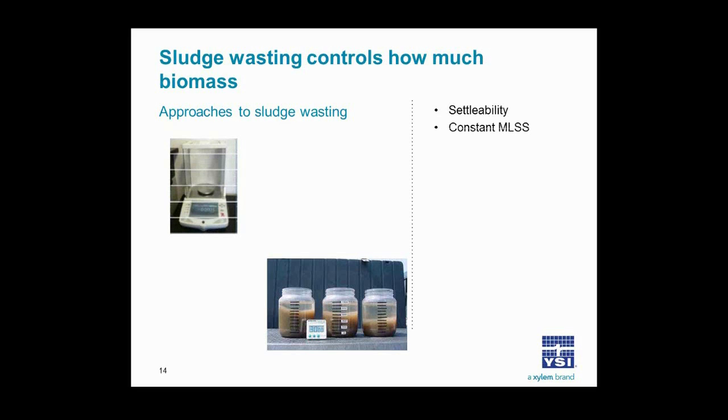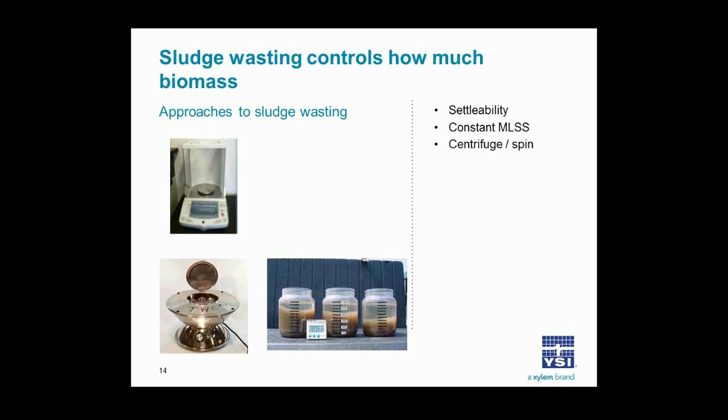Other strategies are to maintain a constant mixed liquor suspended solids. Again, with grab samples, you can measure these samples in your lab with the analytical balance shown in the picture there. Centrifuge spin is another common method, and really the spin is very versatile, because by measuring samples of the mixed liquor, the return activated sludge, and the clarifier at once, you can get an idea of the mass balance and also decide whether you need to waste or whether you need to change your RAS rate.